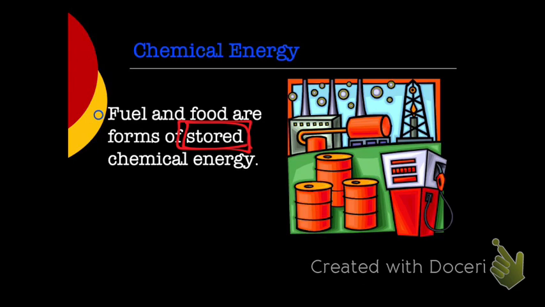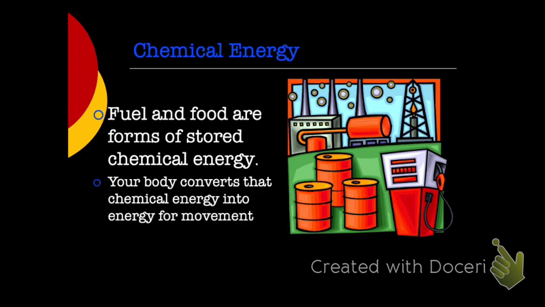Okay, that happens whenever we eat, right? Or whenever cars have fuel or whatever it might be. But when we eat things, we don't immediately have to use all that energy, right? We have that energy stored for later. Okay, so that's considered stored energy. Our body is able to convert that chemical energy into energy that we use for movement. Okay, but we don't have to use it right away.